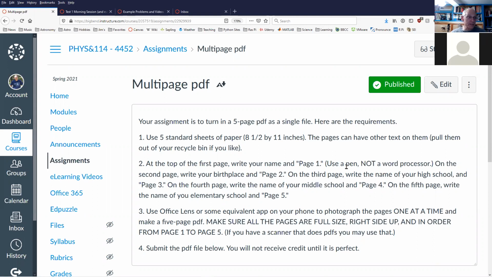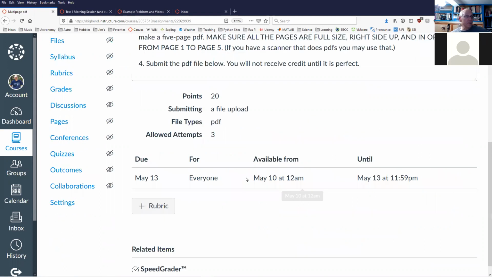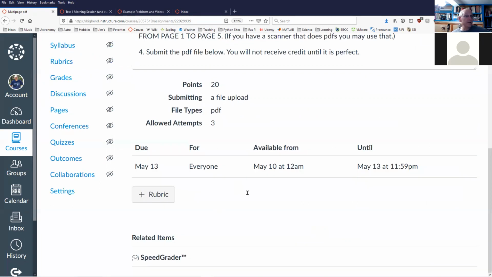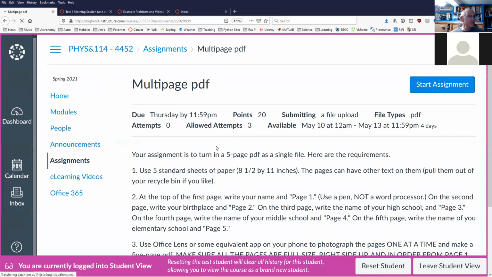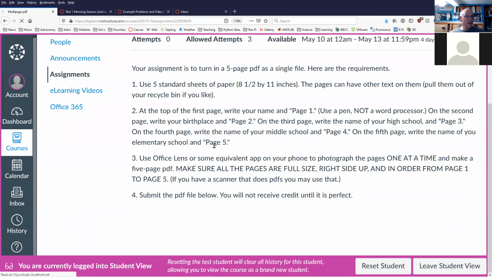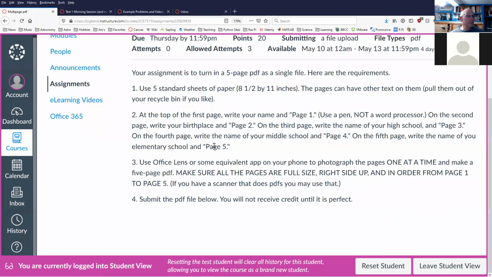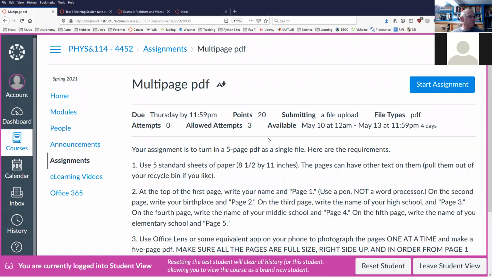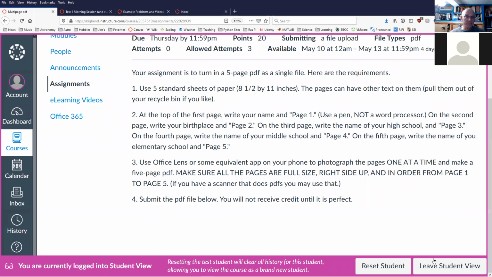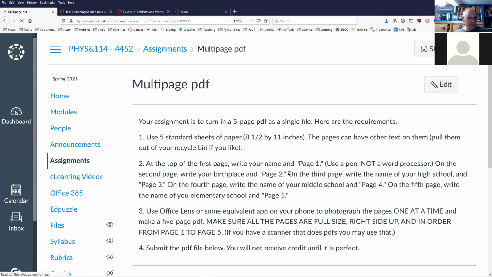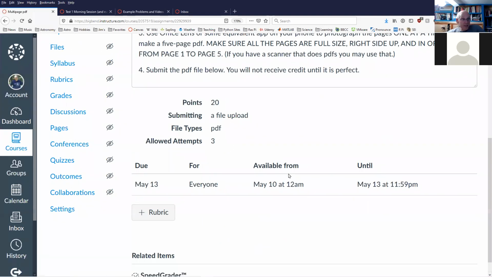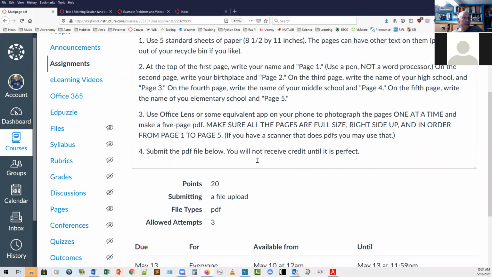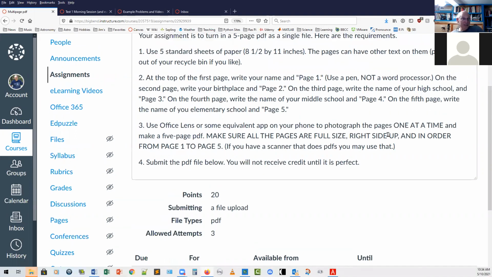And then submit the PDF file below, and there will be a place here for you to submit it. I'm not in student view. Maybe if I switch to student view, you can see what this looks like. Oh, it still doesn't show it. I'm not the correct student or something. But there will be a spot on the assignment page to submit it. So it's a 20-point assignment, but you don't get credit until it's perfect. So it has to be full size, right side up, and in order.